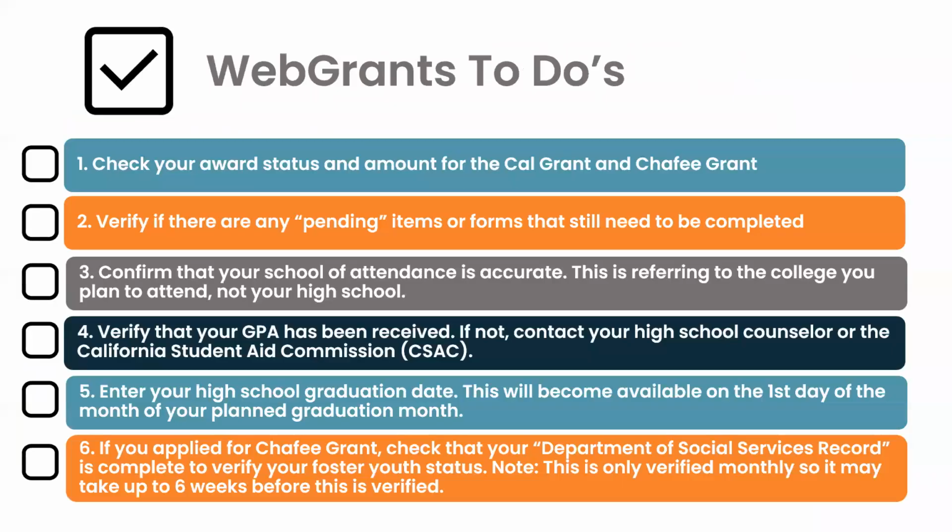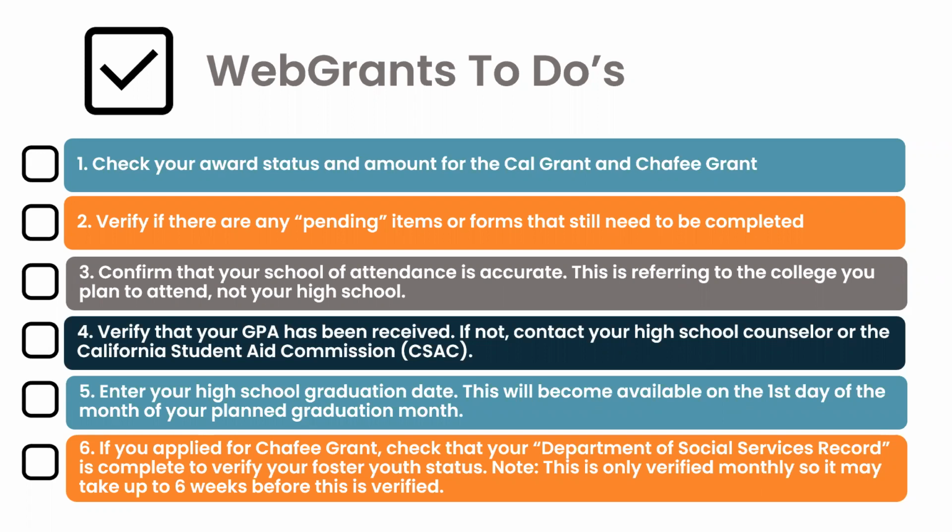So in addition to checking their award status in Web Grants, students should make sure that they have no other pending items or forms that need to be completed. This is sort of a to-do checklist that they can look through of all the things they should cover in Web Grants. The other real important one is that they should make sure to update their school of attendance in Web Grants once they decide where they will be enrolling.